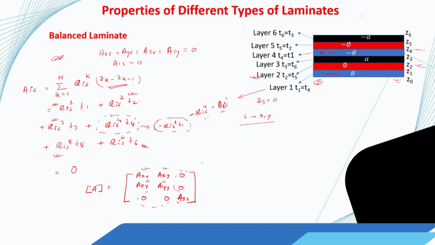Now, if this is a balanced cross ply laminate, that means 0-90 sequence, then anyway the A matrix is 0 in the AXS and AYS terms, and we know that BXS, BYS and DXS and DYS are always 0.